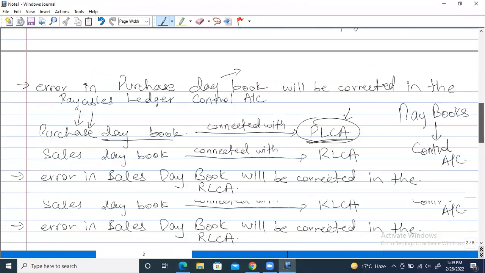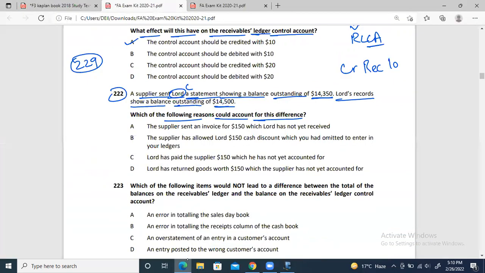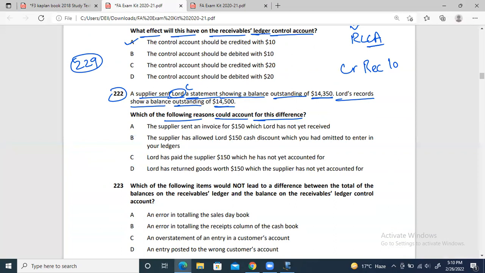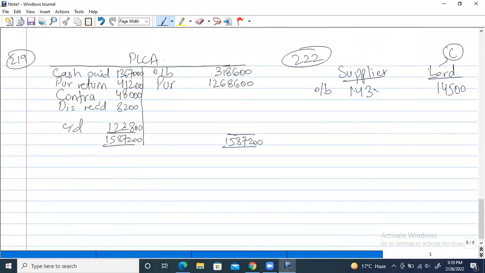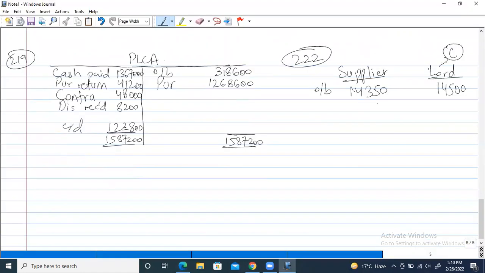Again, let's see over here. This question is 222. This is the supplier and this is Lord, which is the customer. Now first, let's write the balances which are over here. In Lord's record, it was 14,500, and in the supplier's account, it was 14,350. For the supplier, this will go on the debit side.